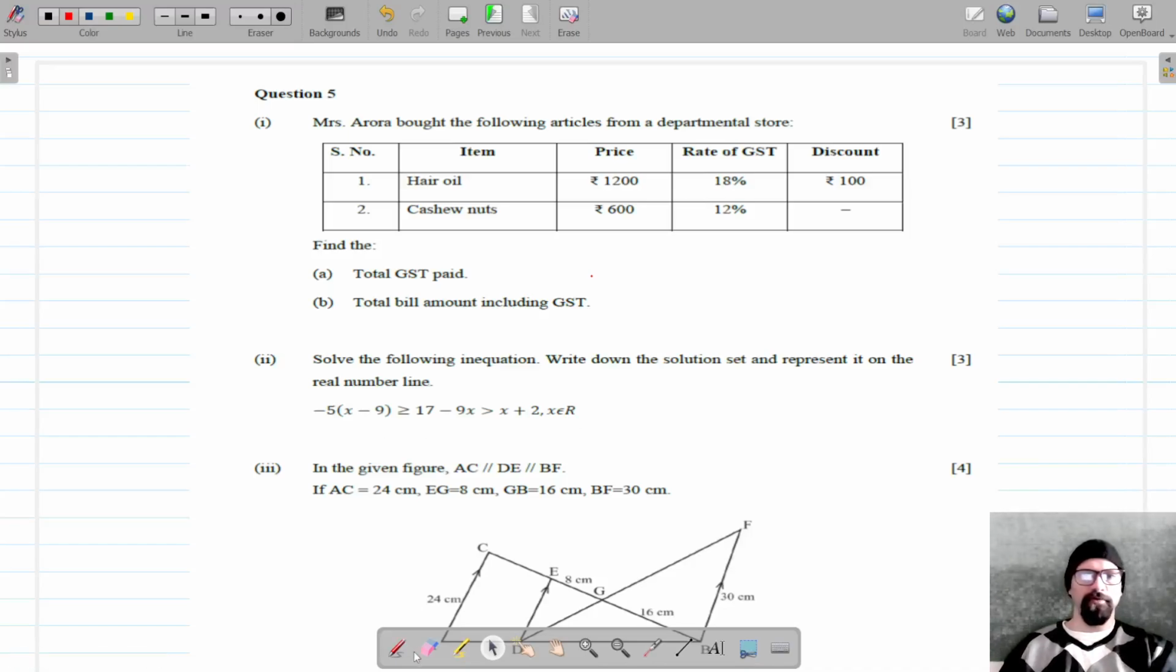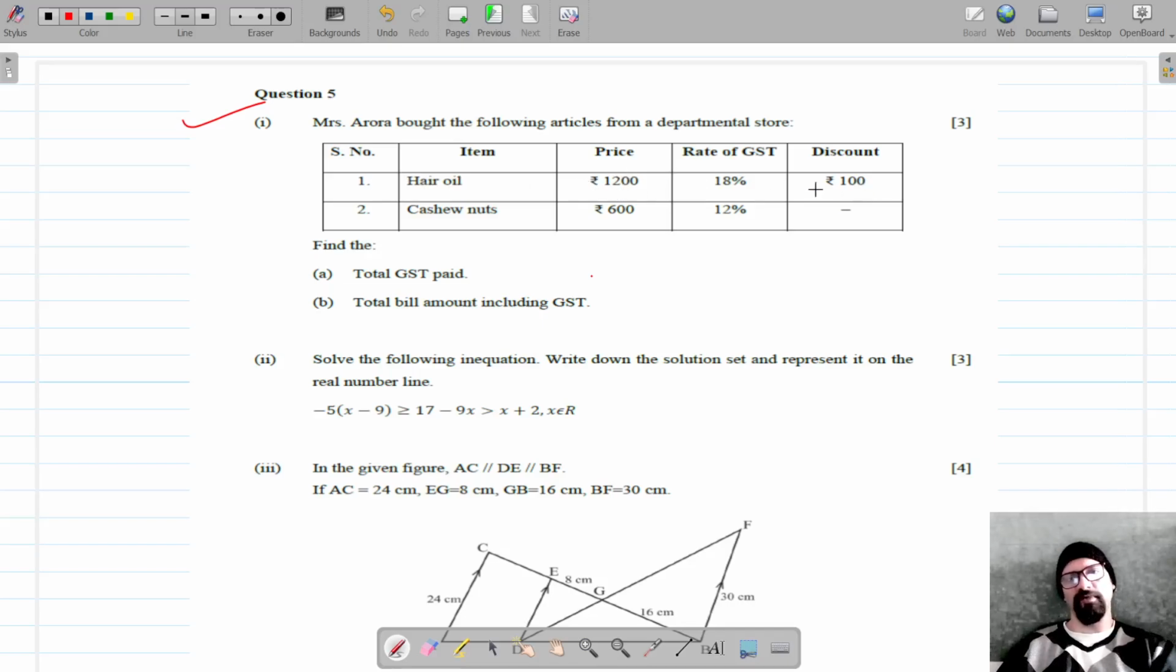Okay, this is question number 5 of the question paper, that is ICSE Board 2023. And the first one is, Mrs. Arora bought the following articles from a departmental store. And the first one is the hair oil. Price for that is 1200.